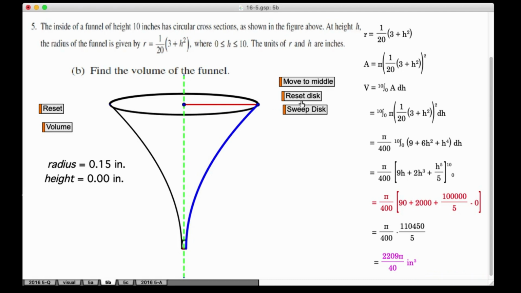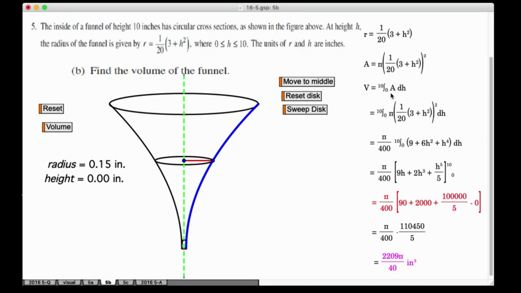So in order to find the area of the disk, we need the radius. The radius of the disk is given to us right here by the function. So the radius is 1 over 20 times 3 plus h squared. The area of each disk anywhere along here would be pi times the radius squared, because the radius is changing as you move along according to h. Okay, and then the volume is going to be equal to the integral from 0 to 10 of area times dh.